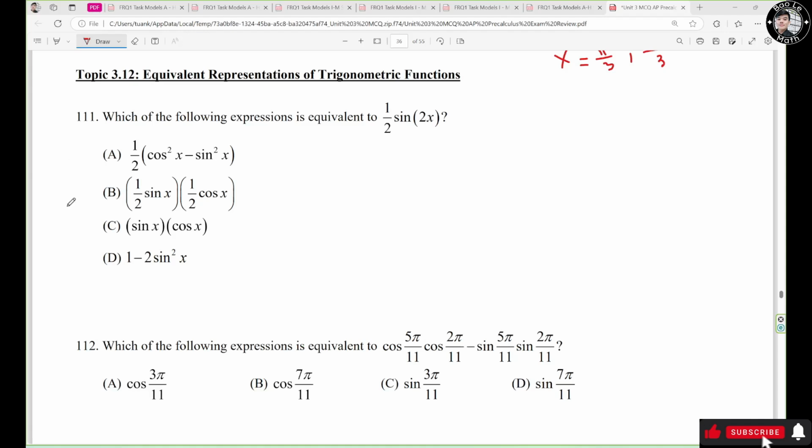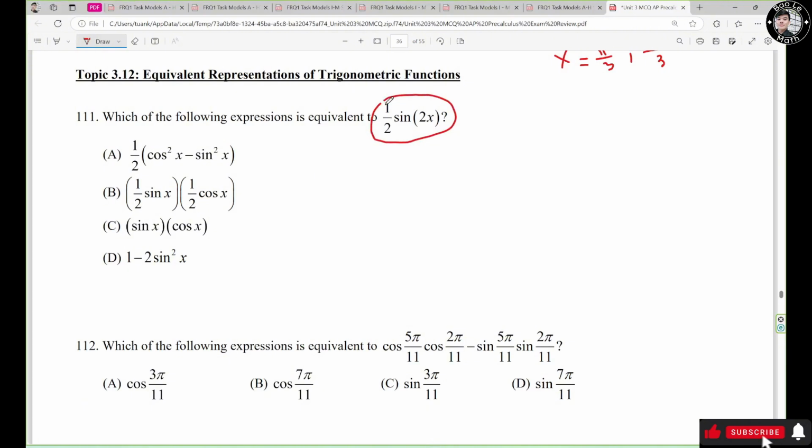Hello everyone, in this video we're going to review AP Precalculus Topic 3.12, Equivalent Representation of Trigonometric Functions. Question 111: Which of the following expressions is equivalent to 1/2 sine 2s?